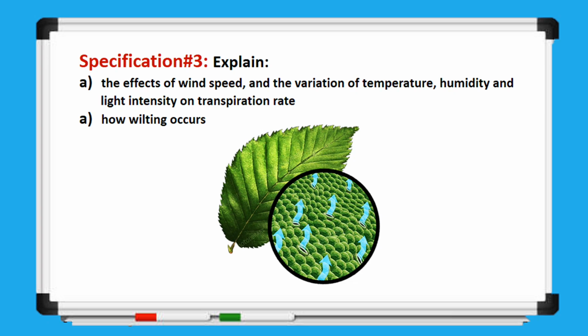Then we have specification number 3, which asks us to explain two things. In the first part, we will get to know how factors like wind speed, temperature changes, humidity, and light intensity can affect the rate of transpiration. Then in the second part, we'll learn about how the process of wilting happens. So, in this section, we'll simply explore how environmental conditions influence transpiration rates and understand the mechanism behind wilting in plants.